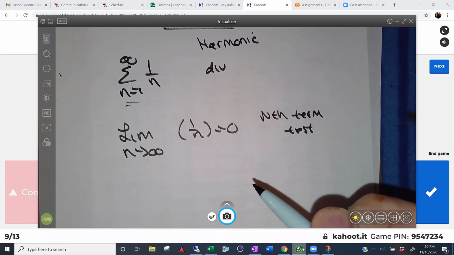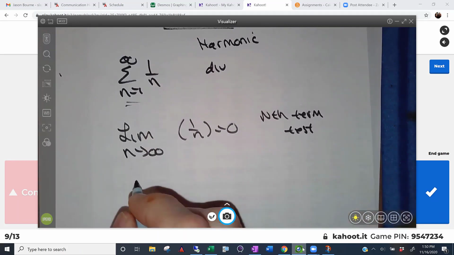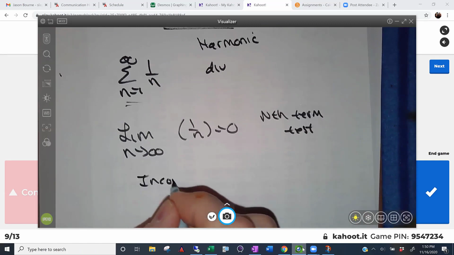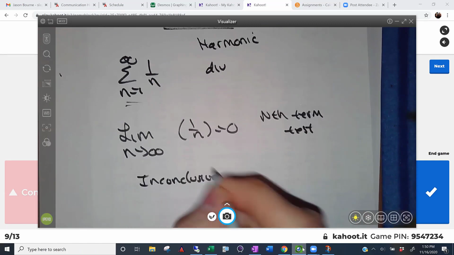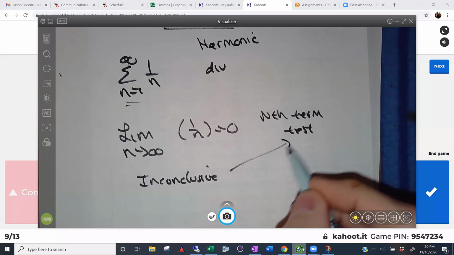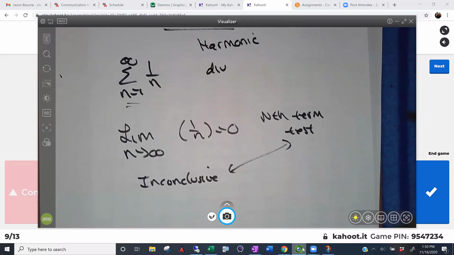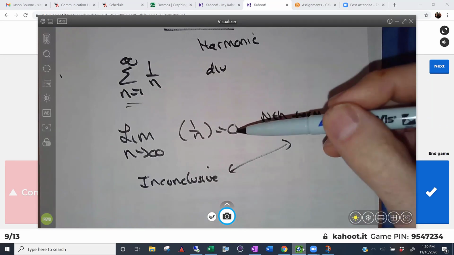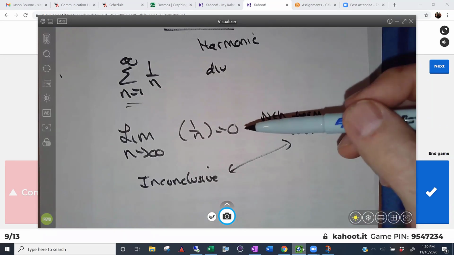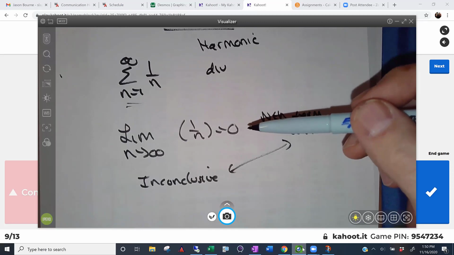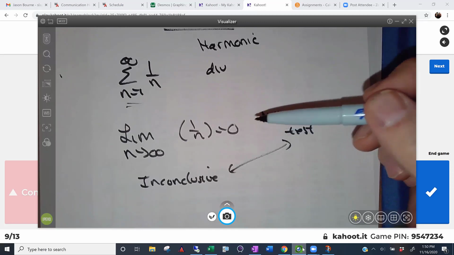No, it just tells you the limit as it goes to infinity is 0. Yeah, the nth term test is inconclusive if the limit goes to 0. The only time the nth term test tells you something is if the limit doesn't go to 0. If the limit doesn't go to 0, the series can't converge. Just can't.